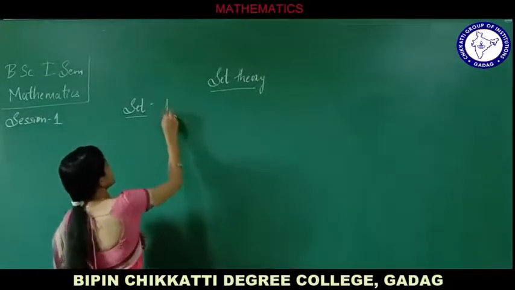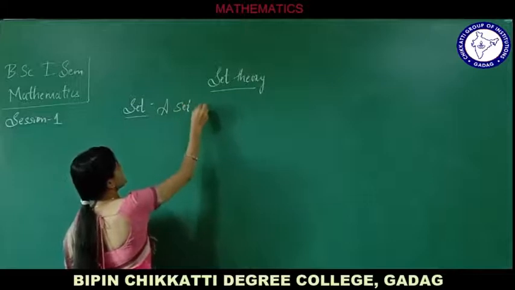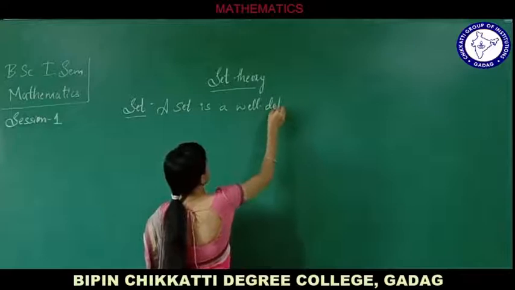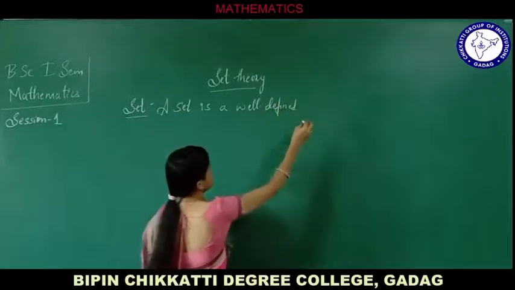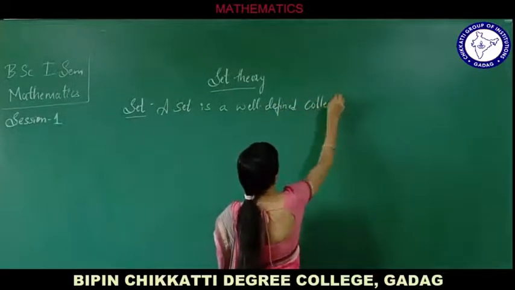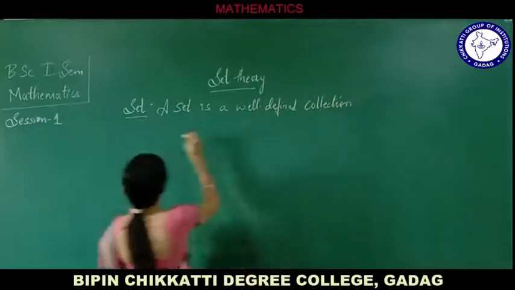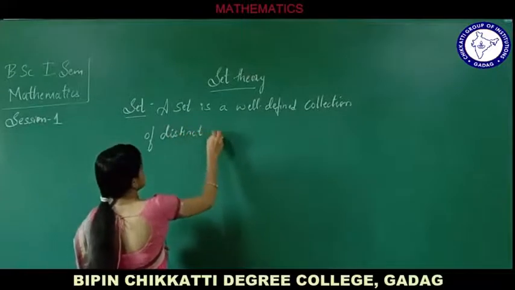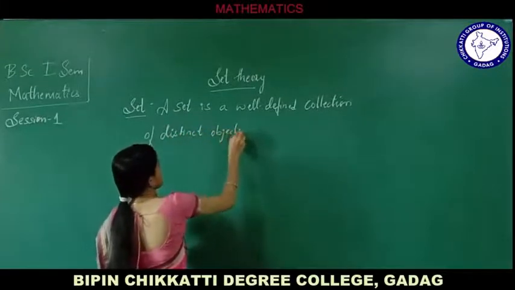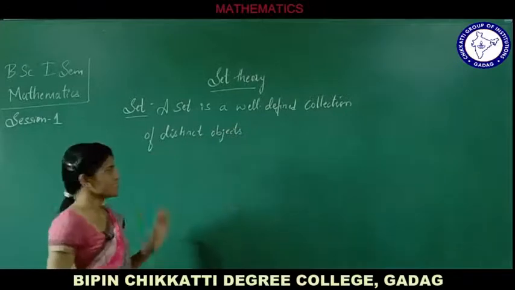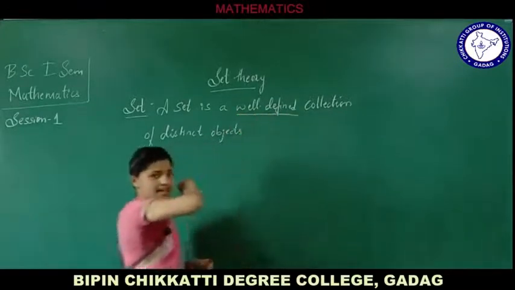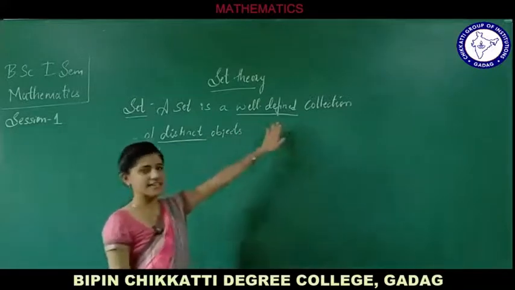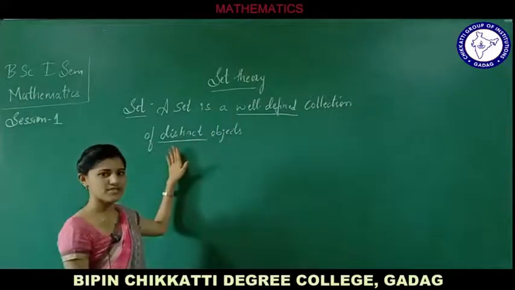That is, a set is a well-defined collection of distinct objects. Here we are using two words, that is, one is well-defined and the other is distinct objects. Then what do we mean by well-defined and what do we mean by distinct objects?